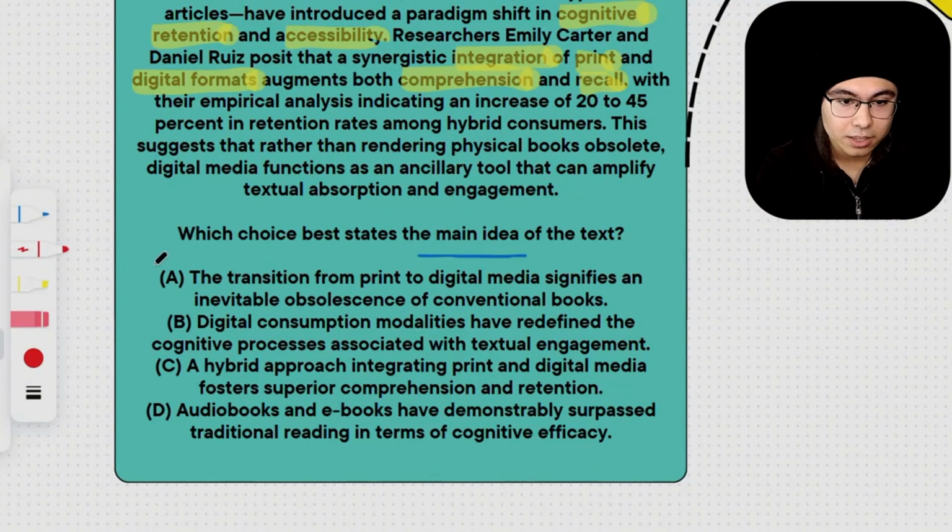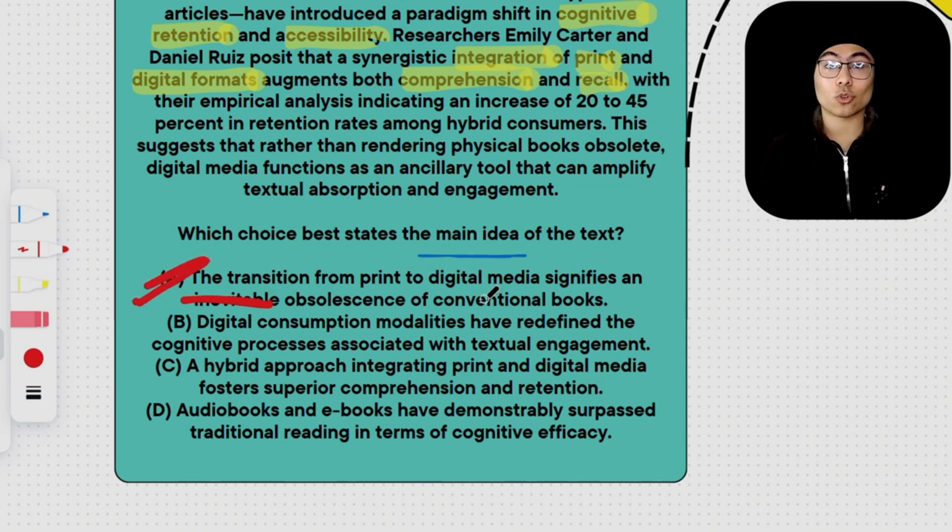Choice A. The transition from print to digital media signifies an inevitable decline of conventional books. Okay. Inevitable is a very extreme word, and I don't really like it. In addition to that, there's no transition from print to digital media, and the passage says we have to integrate both. That's why choice A is wrong. Now let's have a look at choice B. Digital consumption modalities have redefined the cognitive processes associated with textual engagement. Nothing about redefining those processes. So that's why choice B is wrong.